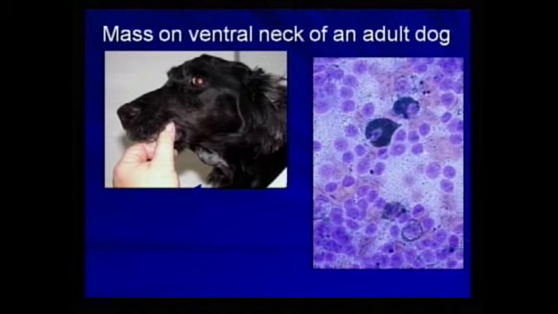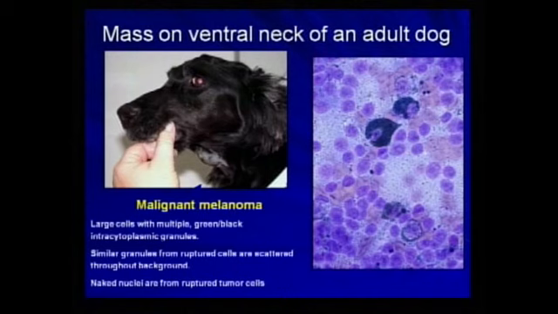Is it a melanoma or a melanocytoma? Well, if this is a lymph node, we're likely looking at metastasis. So that would make me think obvious malignant melanoma. Melanocytomas are very common in the skin, mucous membranes, etc., but not in the lymph nodes.